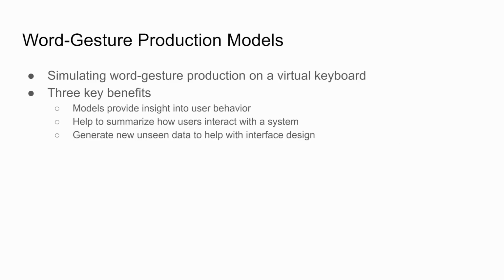Next, I would like to go over a word gesture production model, since that is what our model will be classified as. A word gesture production model simulates how word gestures are produced on a virtual keyboard. There are three key benefits to creating models such as these. These models help us to gain deeper insight into how users use a system. Second, they help to generalize how users interact with these systems. And third, these models allow us to create new unseen data that can help with the design and evaluation of interfaces.